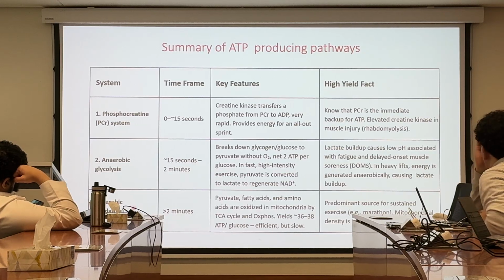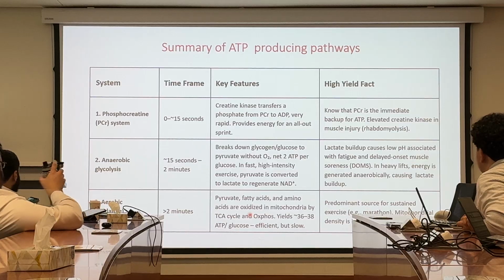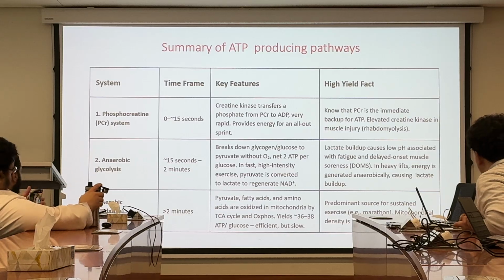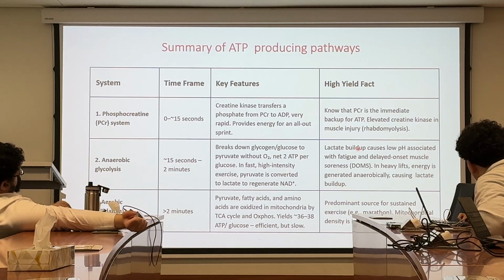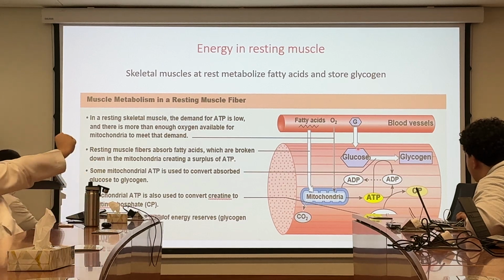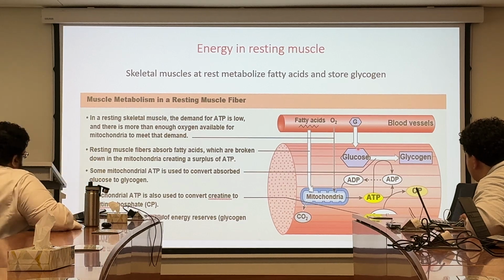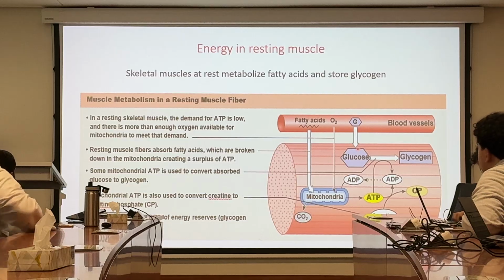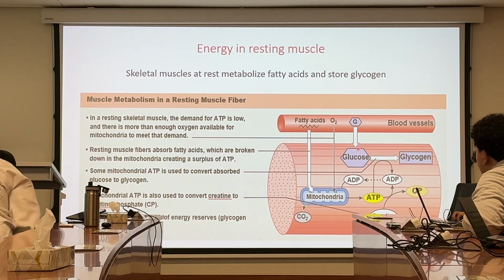Lastly, aerobic oxidative phosphorylation, again, anything greater than 2 minutes up to 2 hours. Okay? Again, pyruvate, fatty acids and amino acids through the TCA cycle, and oxidative phosphorylation gives you tons of ATP. Predominant source of ATP for long distance runners. I then put that in a diagram for those of you who like diagrams. So what is the source of energy when we are at rest?